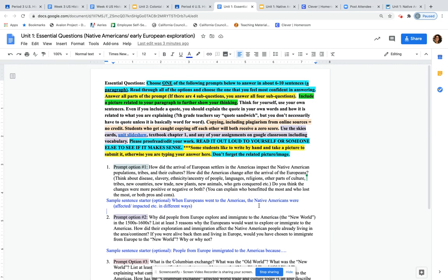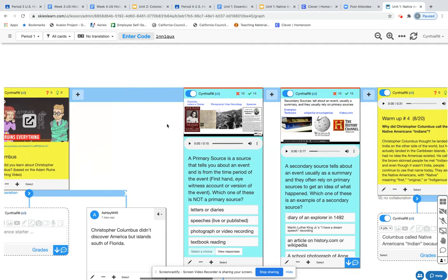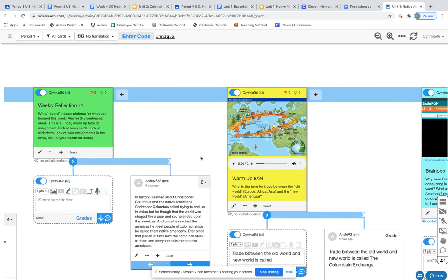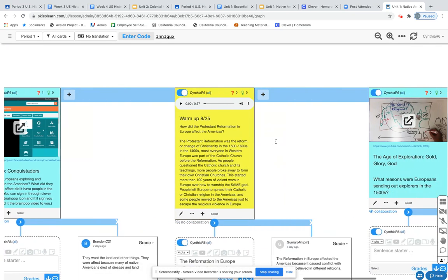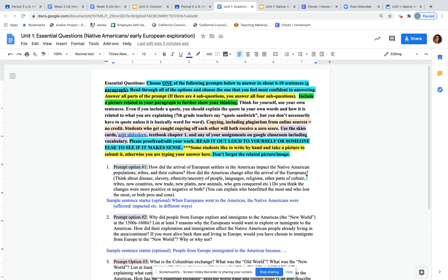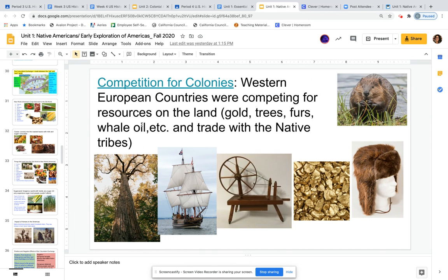Now, some resources that you can use: your SKYS cards. Even though you can't post on these cards anymore, you can still take a look at all of the SKYS cards and your answers to them and your reflections from before, the warm-ups, the videos. You can use your unit slideshow, and when you click on that, it is a live link. It takes you to the slideshow for the entire unit.